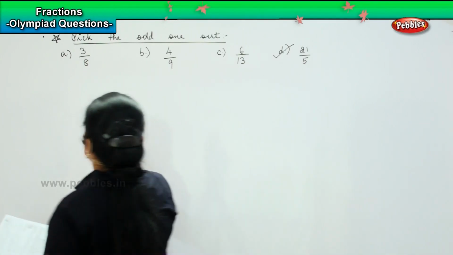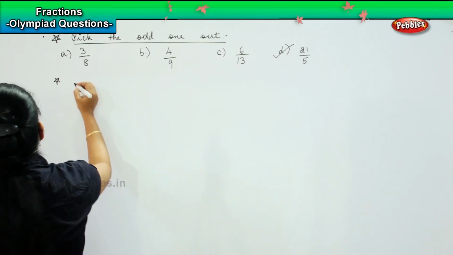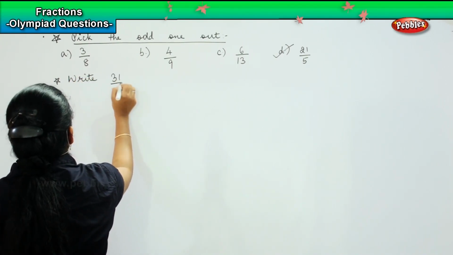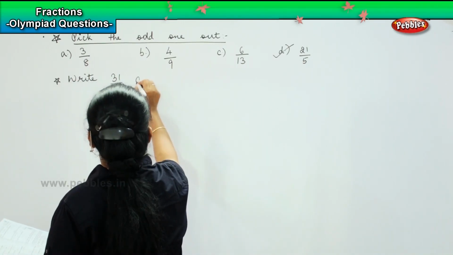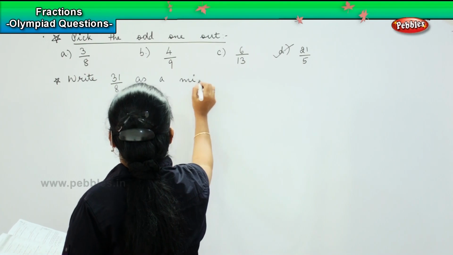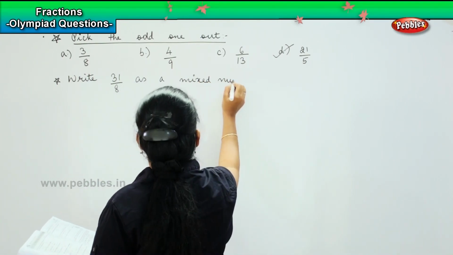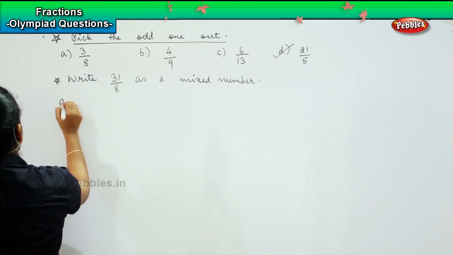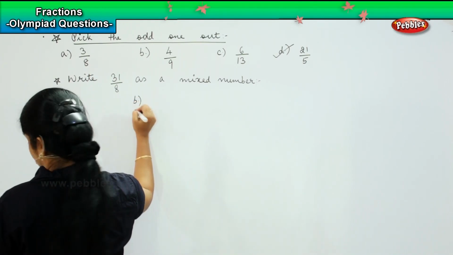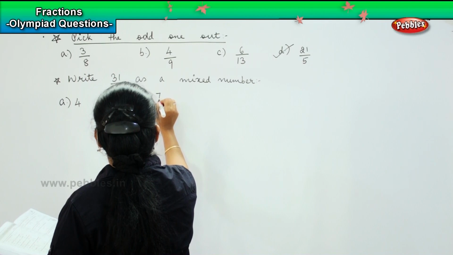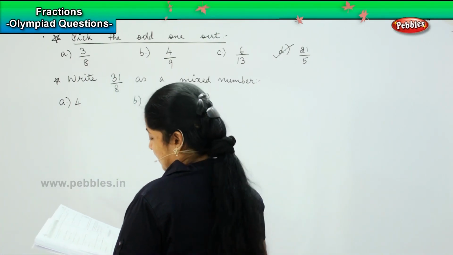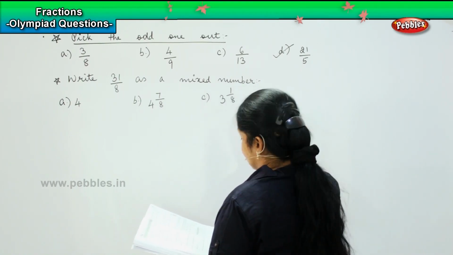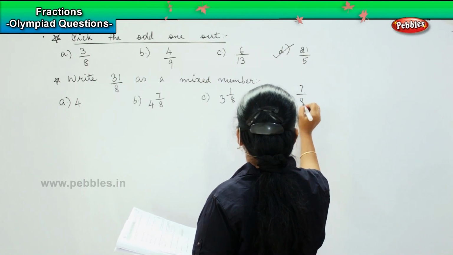So here is your next one. The question says, write 31 by 8 as a mixed number. Okay? And the options are A, 4, B, 4 7 by 8, C, 3 1 by 8, and D, 3 7 by 8.